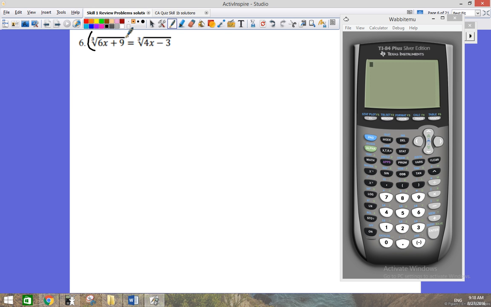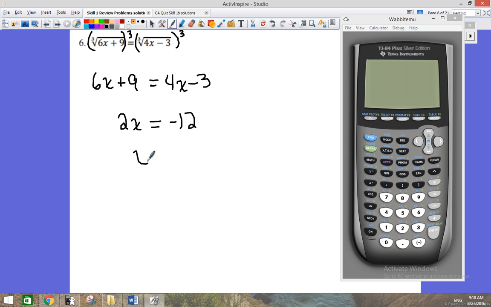So if we cube the left-hand side, because that's what the index is, and we cube the right-hand side, we get 6x plus 9 equals 4x minus 3. If I subtract 4x from each side, and subtract 9 from each side, I'm getting that x is negative 6. And like I say, I don't have to check it. I can check it real quick just to make sure.